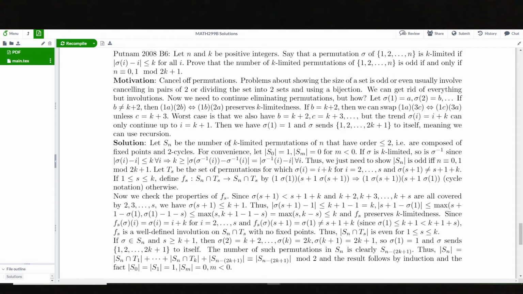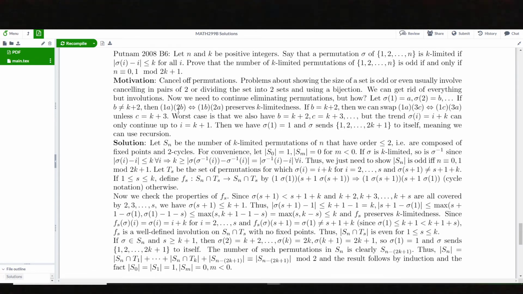First, we let S_n be the number of k-limited permutations of n that have order less than or equal to 2. We let S_0 be 1, and S_m equal to 0 for m less than 0. This is so that when you have something like S_(n minus 2k plus 1), it makes sense even if that's a negative number. Then we do the whole thing of proving if sigma is k-limited, so is its inverse. If you plug in the inverse here, in terms of i, you get this. That's your proof. So now we're down to focus on S_n.